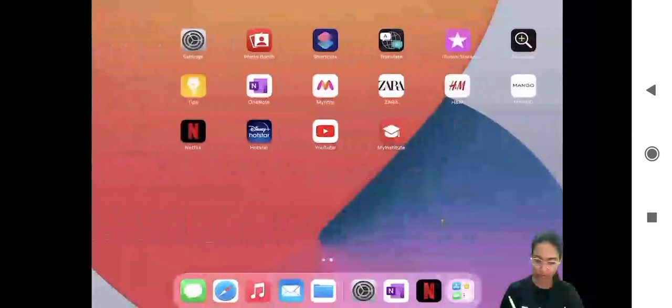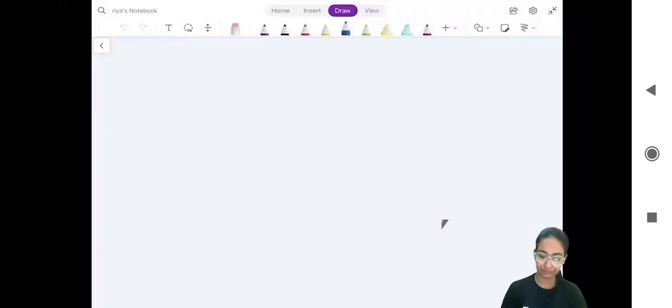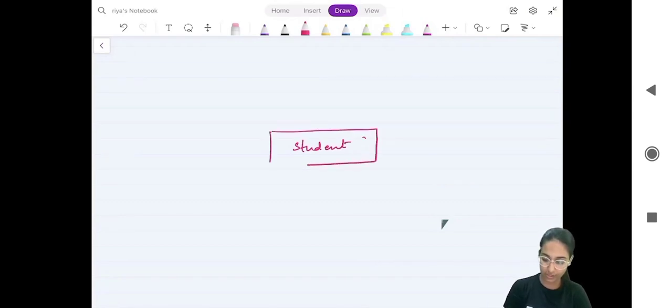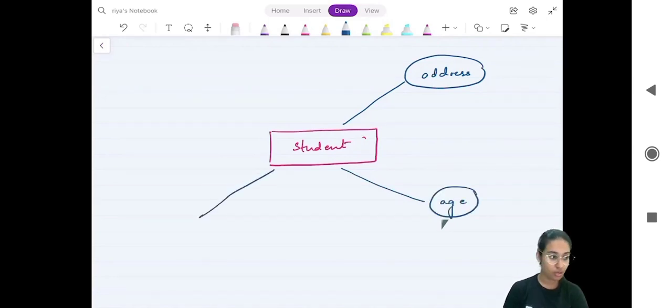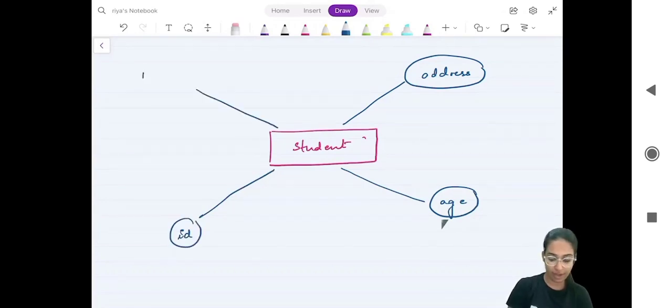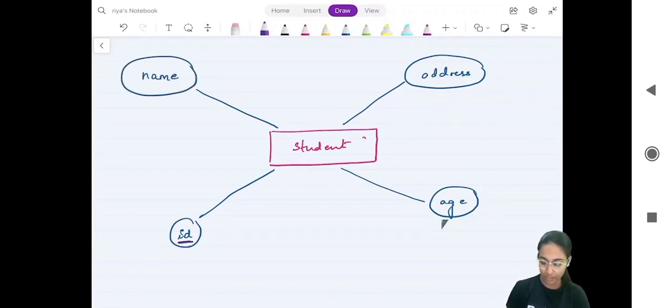Okay, now it should be good. Right, let's see. So far we saw that we have a student, which was an entity. So it's inside a rectangle. Then we have address, we have age, we have ID, and we have name. So we can put an underline below this, mentioning that this is a key attribute.